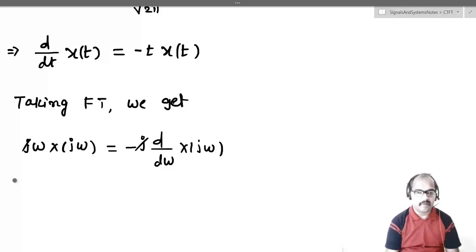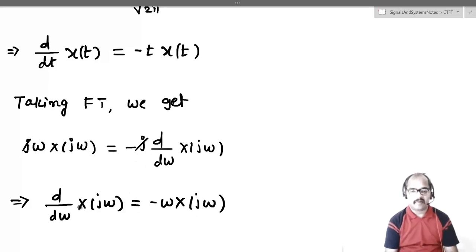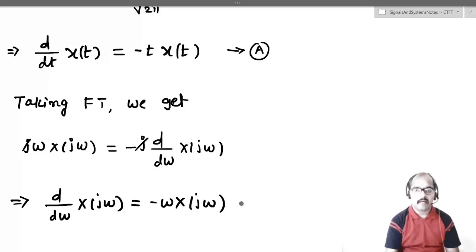So j is common, it will get cancelled. So this implies d by d omega of X of j omega is equal to minus omega times X of j omega. So the same equation we wrote in this form. Okay, so let us call this equation A and let us call this equation B.